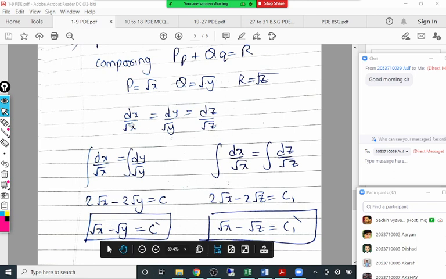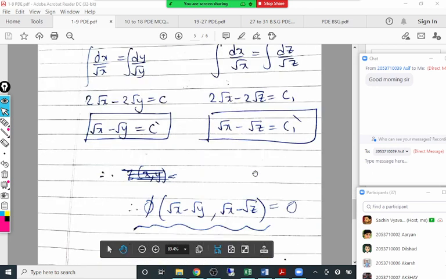But here, Sahitya has taken the first and last ratio. So multiple answers are there. One of the answers he has written is correct again. So this is phi of u comma v equal to 0 written. So you can write u equal to phi of v also.